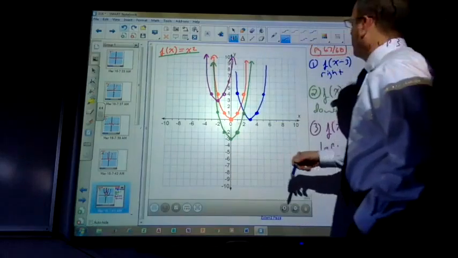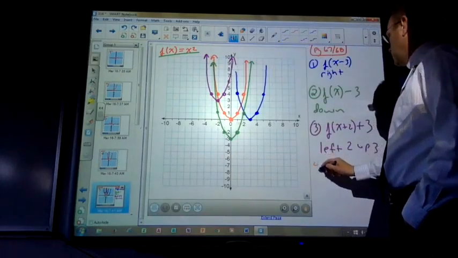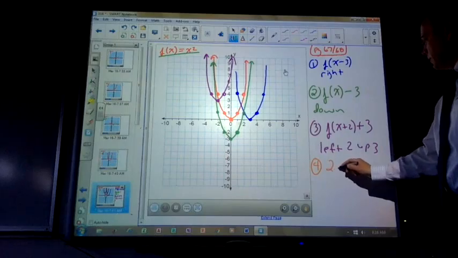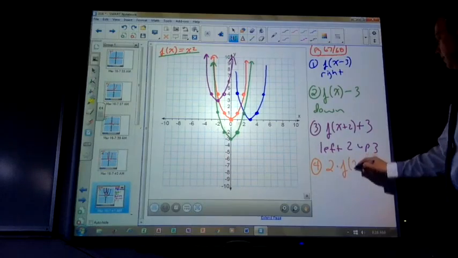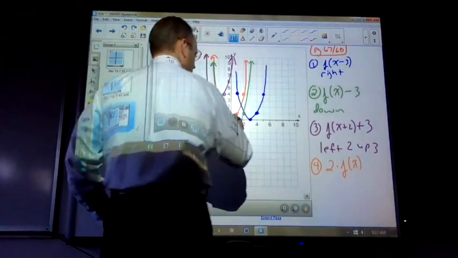Let's see. Problem number 4. Try an orange, see what that does for us. Number 4, 2 times that. And this is the one that's going to change to 1, 3, 5. It's going to change it to what? So am I still going to use the same vertex on the red problem? Yes, I am. It's not shifting. It's just stretching. So this works here and here.